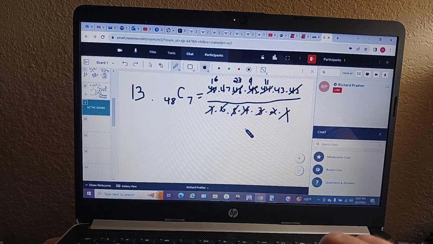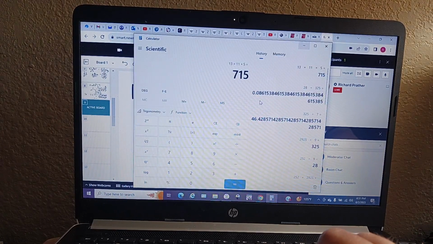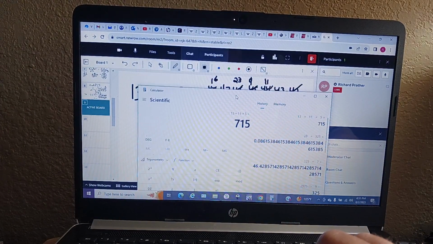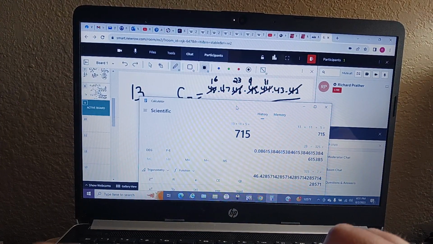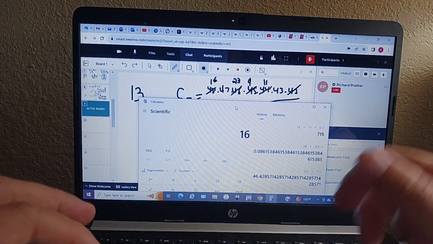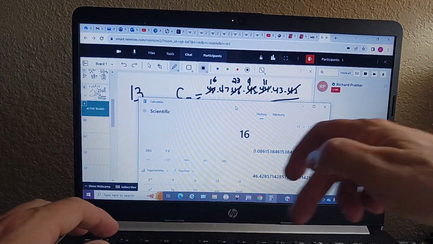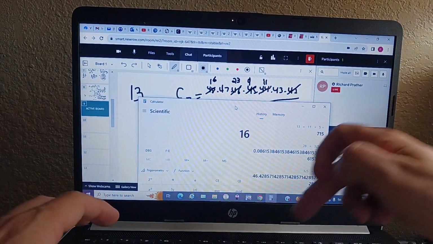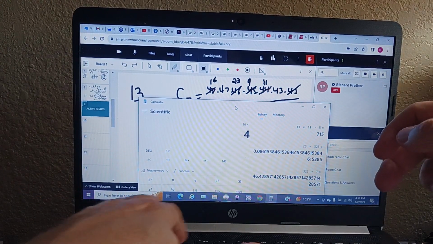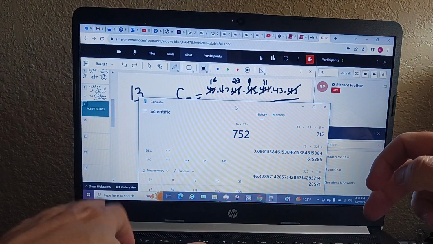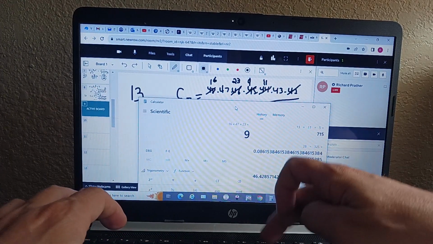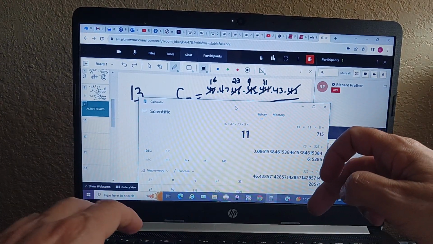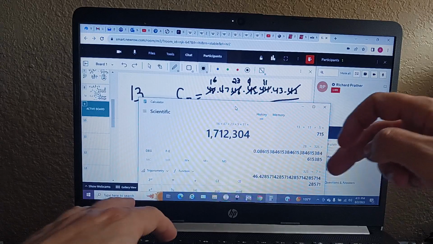So I cancel the entire bottom out. And then there's so many numbers in the top, I'm going to pull this down so I can see it at the same time. All that's left is 16 times 47 times 23 times 9 times 11 times 43.